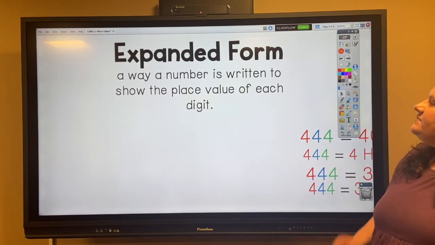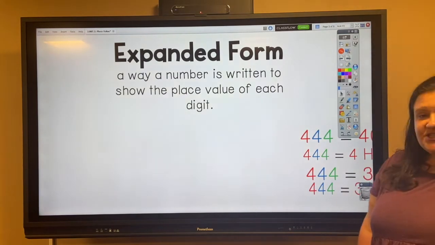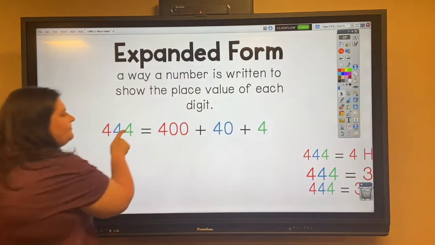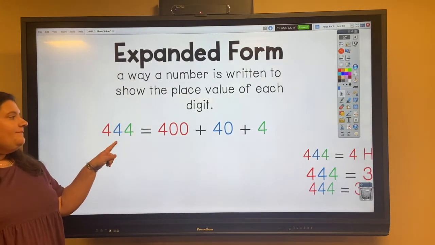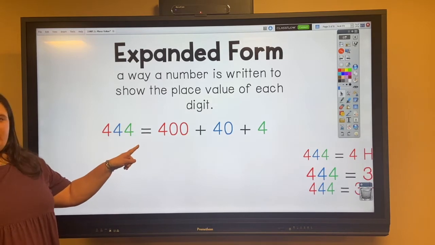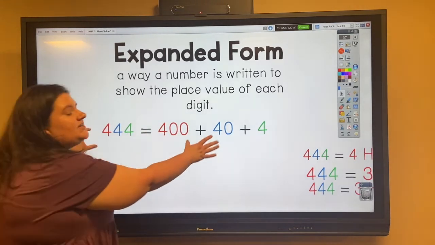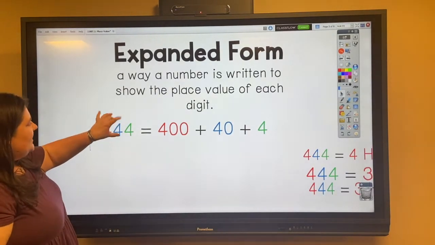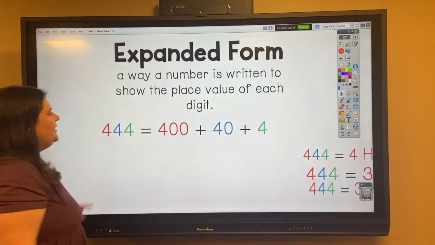All right, then another way to represent numbers is with expanded form. And expanded form is a way a number is written to show the place value of each digit. So take a look at this example right here. As you can see, we have the number 444, and then an equal sign. What this equal sign tells us is that both sides are equal together. That means the side on the left is worth the same as the side on the right.